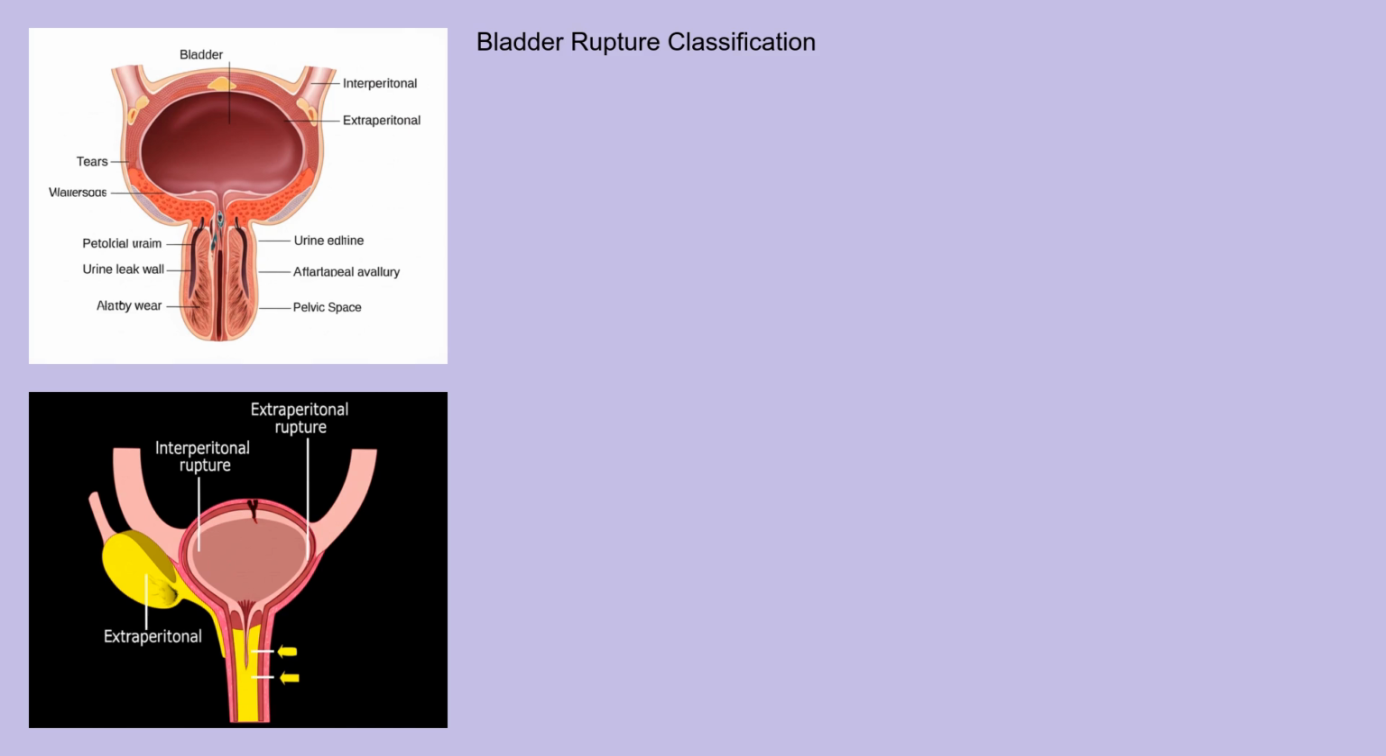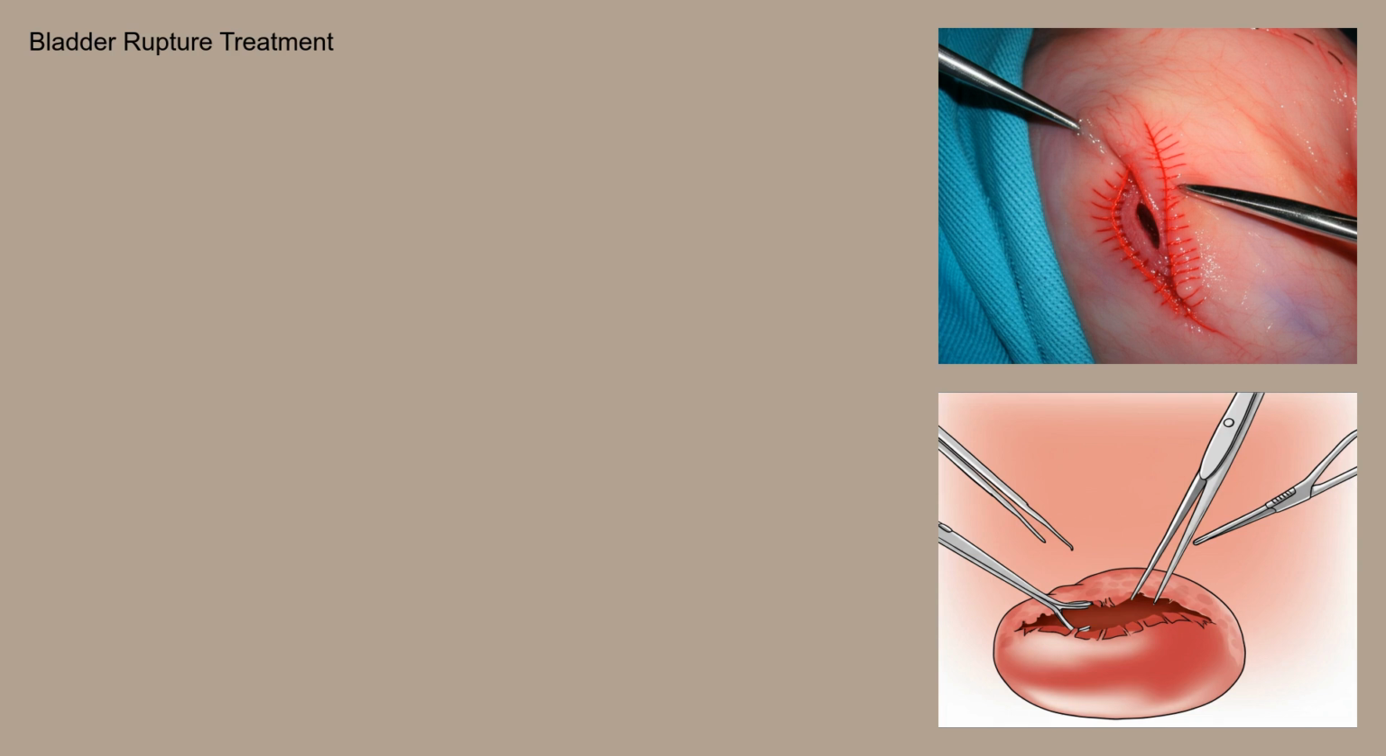Bladder ruptures are generally classified into two main types: intraperitoneal and extraperitoneal. Intraperitoneal ruptures occur when the bladder wall tears into the abdominal cavity, allowing urine to leak directly into the peritoneal space. Extraperitoneal ruptures occur when the tear is located outside the peritoneal cavity, usually in the pelvic space surrounding the bladder. Extraperitoneal ruptures are further classified as simple or complex based on the extent of the injury and the presence of associated pelvic fractures.